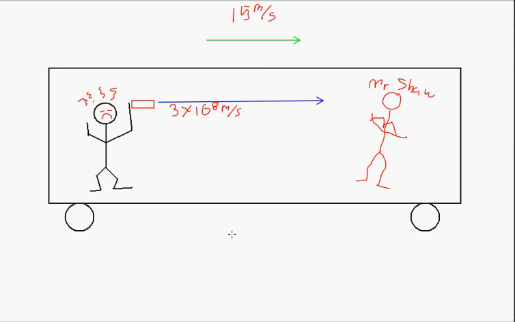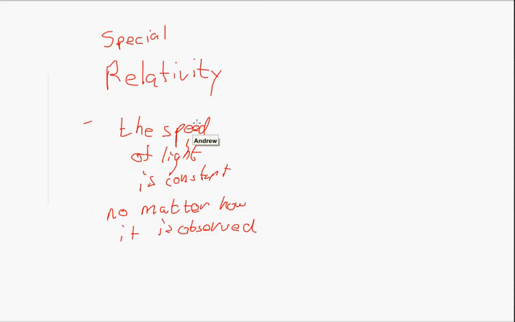So that means if you're outside the train and you look in, you will see some interesting things. So, first off, what does the angry student see? He sees light traveling away from him at 3 times 10 to the 8th meters per second. Now, he's probably never going to be able to observe that, but let's just say he can. And Mr. Shaw, he'll observe, even though it's not very practical, light coming towards him at 3 times 10 to the 8th meters per second. Now remember our rule of special relativity. The speed of light is constant no matter how it is observed.